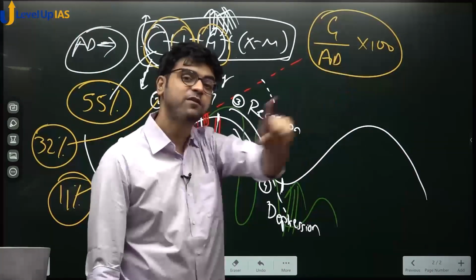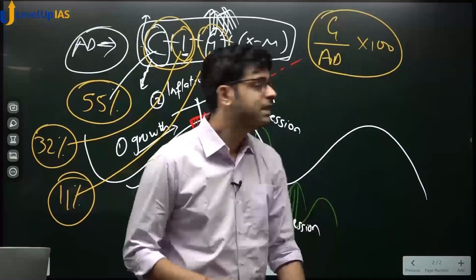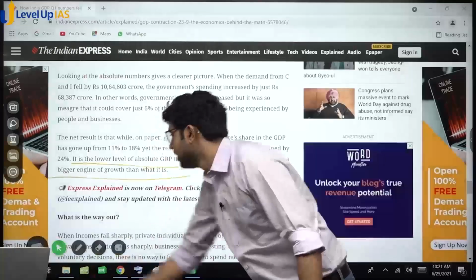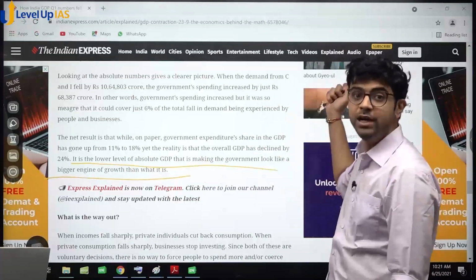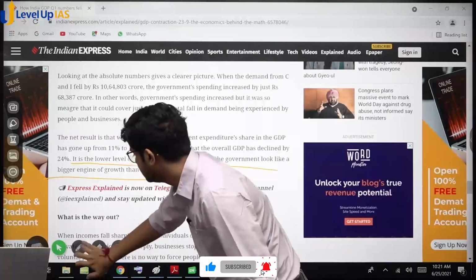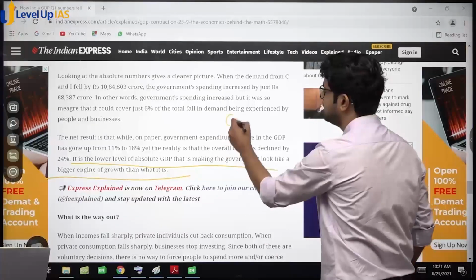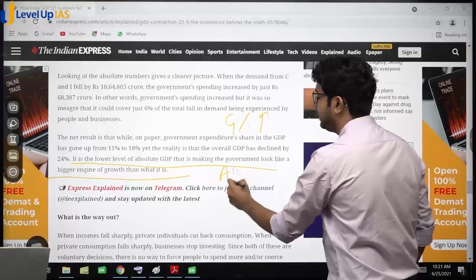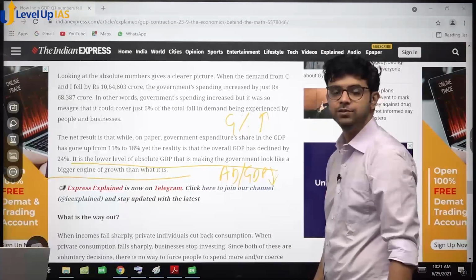Yesterday we saw a term called base effect, which is abnormally high or abnormally low due to the base. That is what they are describing in the last line of the newspaper paragraph: the lower level of absolute GDP. They are talking about the denominator that is making the government look like a bigger engine of growth than it is. So G ka percentage share has increased because aggregate demand, or absolute GDP, is reducing.